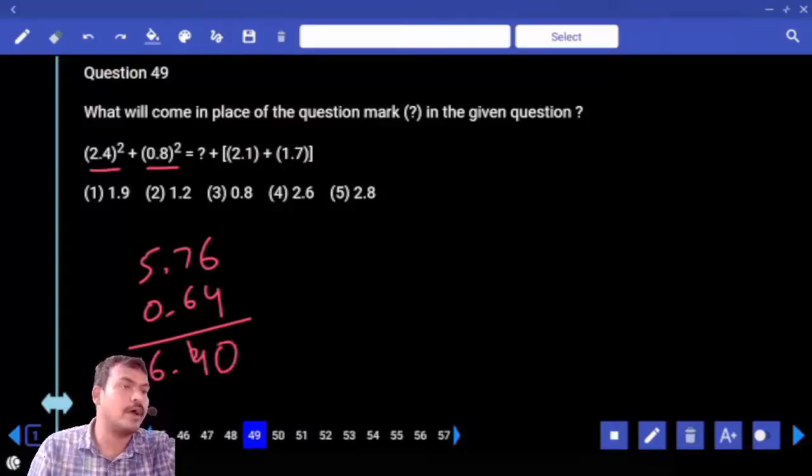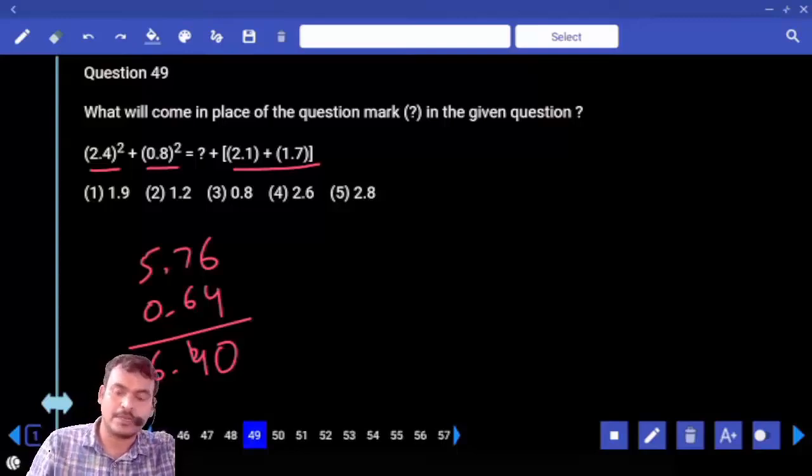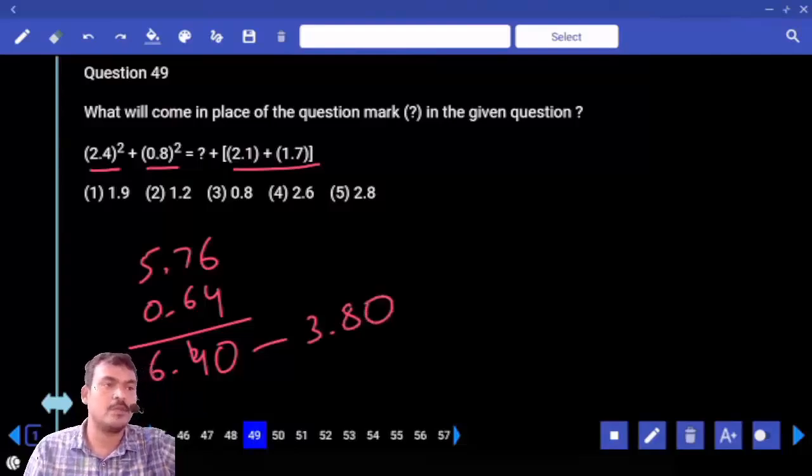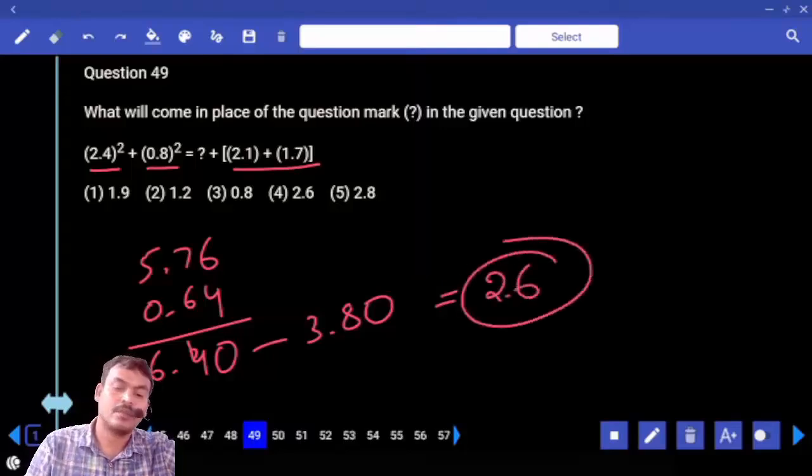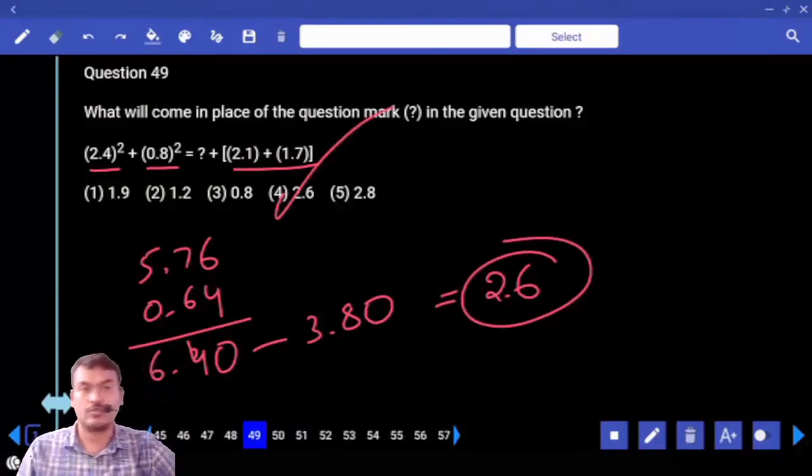6.40. Next, what is the right hand side value? 2.1 plus 1.7, total 3.8. These two, subtracting or adding? Subtracting. 6.40 minus 3.80, what is the remaining value? 2.6. Which option? Fourth one.